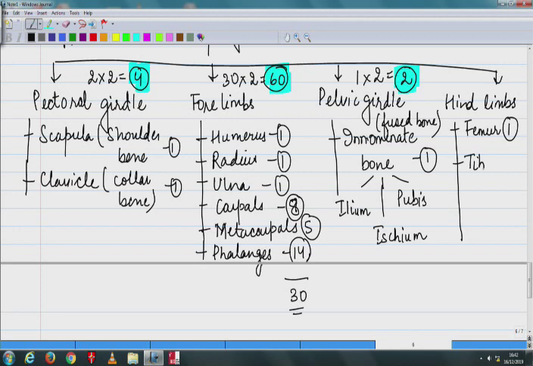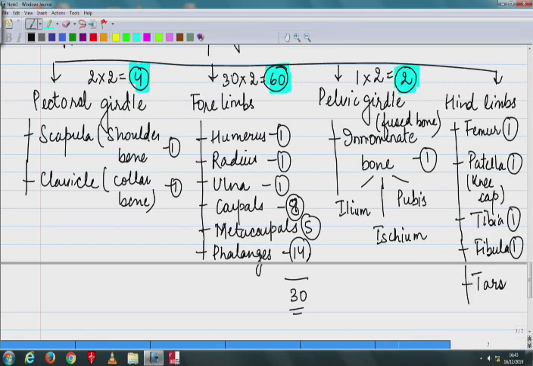Then we have the tibia. I will mention the kneecap first and then the tibia. So you have a patella over here. That patella is the kneecap. Then you have the tibia. I'm talking about just one hind limb. Tibia, and then we have the fibula. Then 7 tarsals. Tarsals are similar to carpals, but carpals are 8 in number. In the foot you have 7 tarsals.